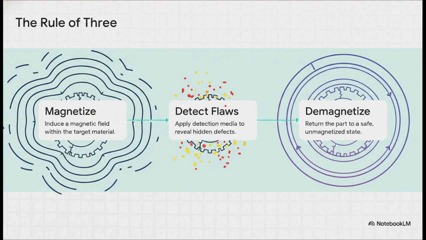Okay, let's dive right in by anchoring ourselves to the rule of three. If you take away anything from our session today, let it be this step-by-step guide. These are the three vital, non-negotiable actions you've got to take to test any component out in the field. First, you induce magnetization. Second, you apply your detection media and hunt for flaws. And third, a step you can never ever forget, you demagnetize the part safely. Master these three, and you've mastered the craft.